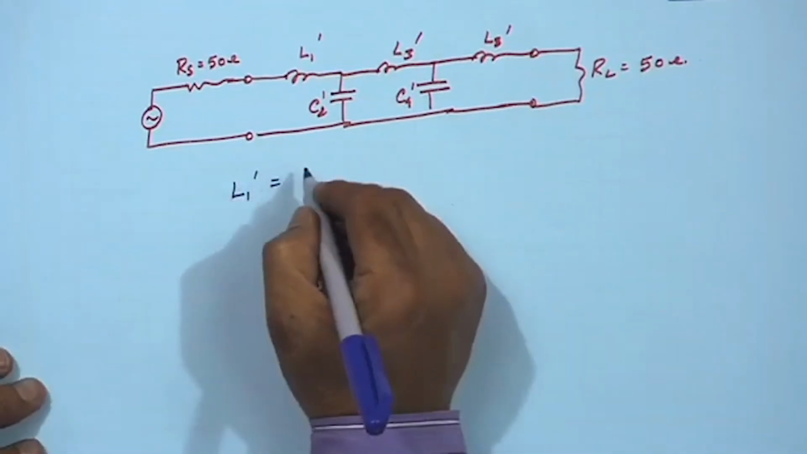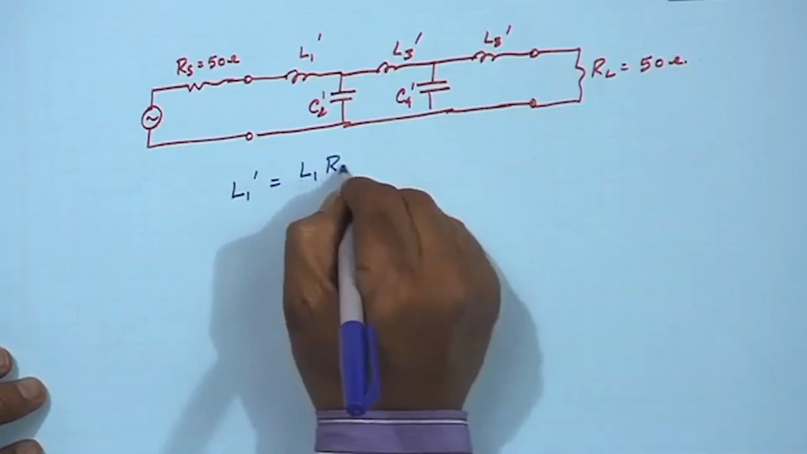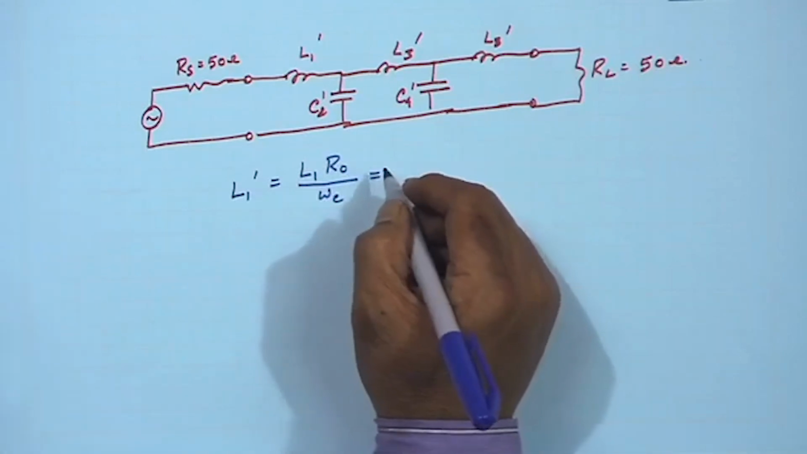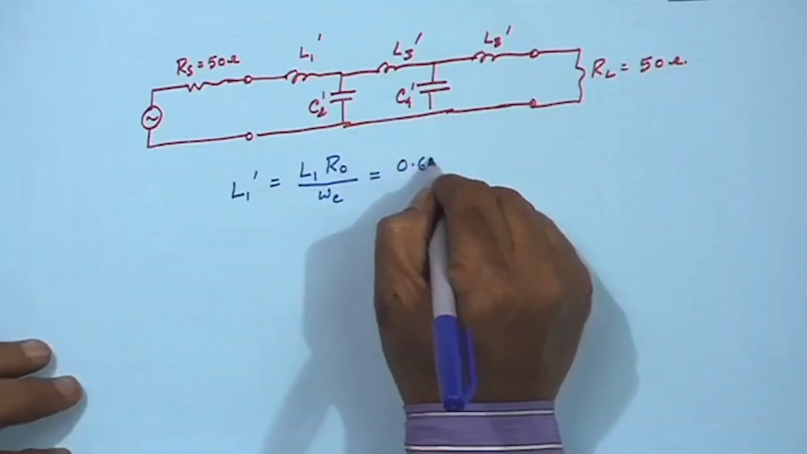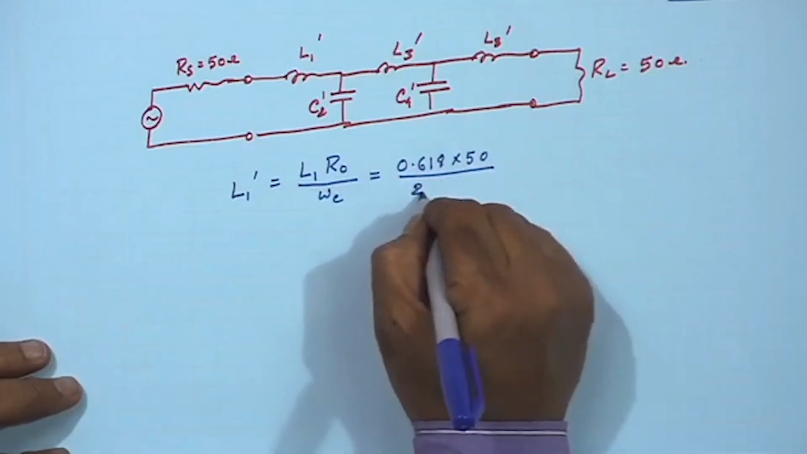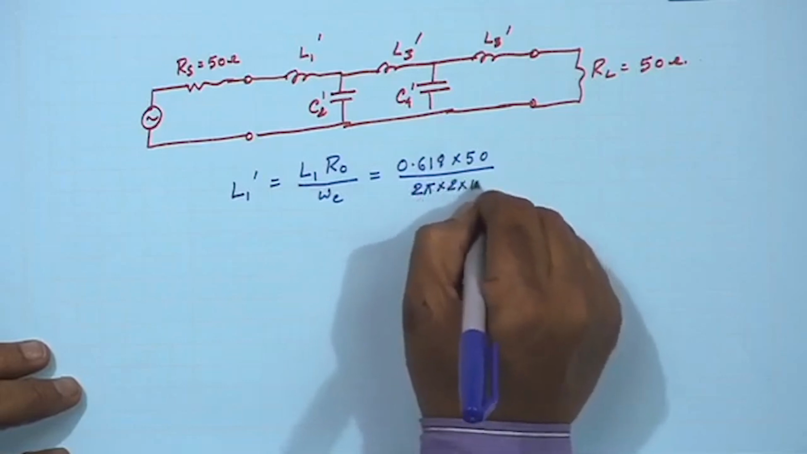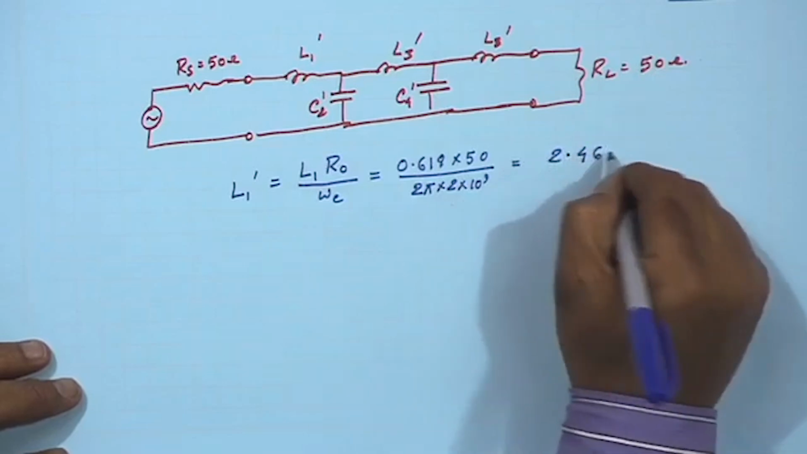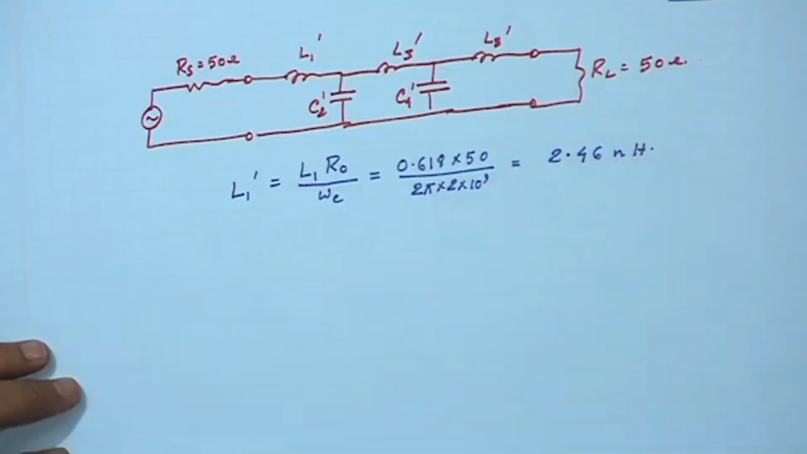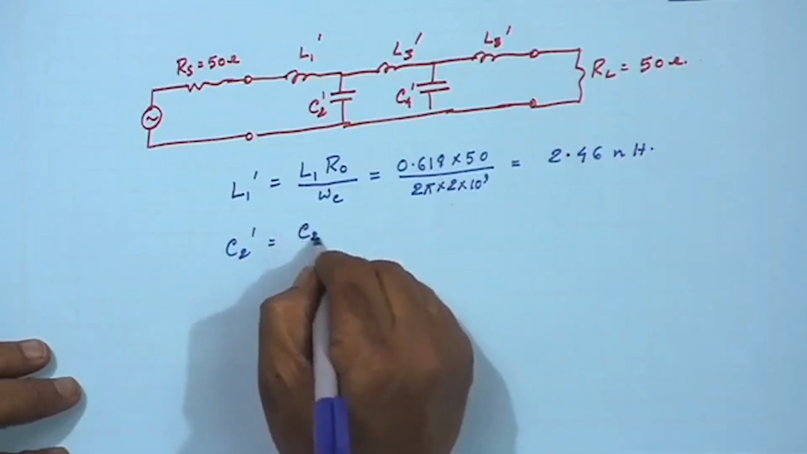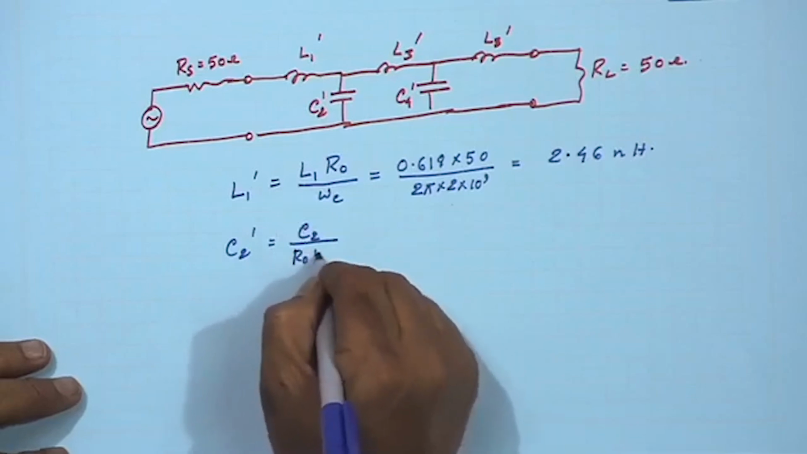If you see your notes, this will be L1 R naught by omega c, and what is L1? L1 is nothing but your G1, that is 0.618. So, 0.618 into 50 by omega c, which is 2 pi into 2 into 10 to the power 10. So, this will give you a value of 2.46 nanohenry. Then C2 dashed will be C2 by R naught omega c.